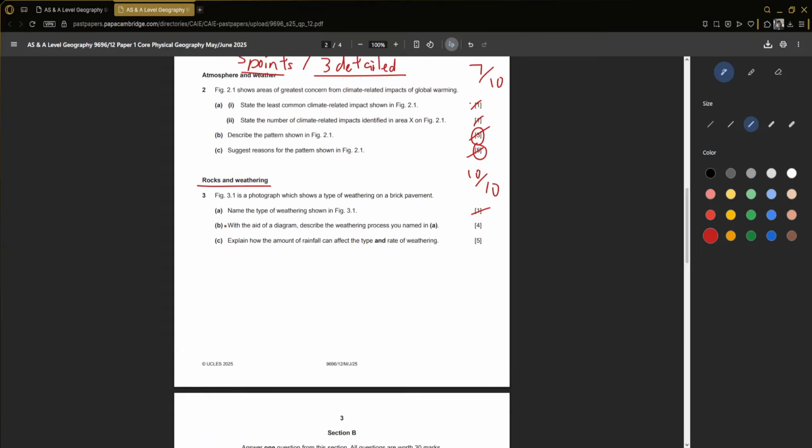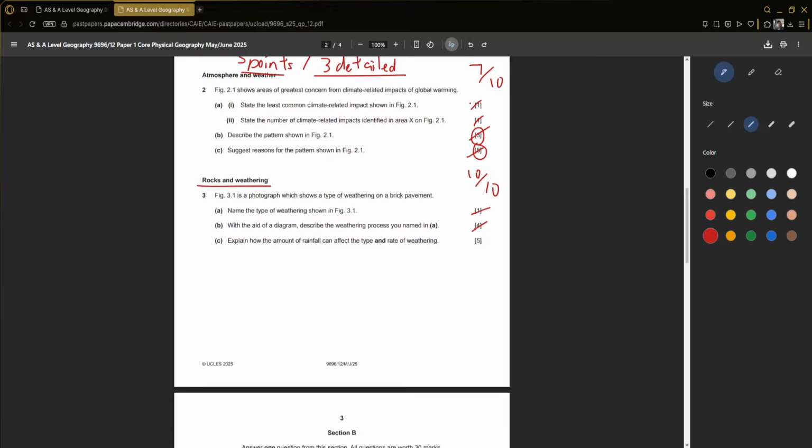Number 3B, with the aid of a diagram, describe the weathering process you named in A. So this is very theoretical. You can easily get 4 marks. If you watch my video on freeze-thaw weathering, just draw something like this, water filling in, expanding cracks, use a diagram to explain it, and you get an easy 4 marks, right? There's nothing you have to think about. It's just theory that you learned.